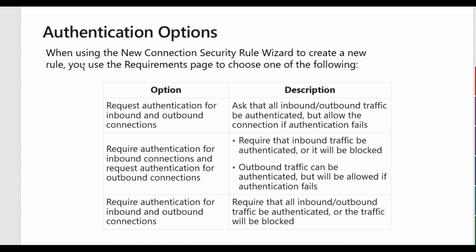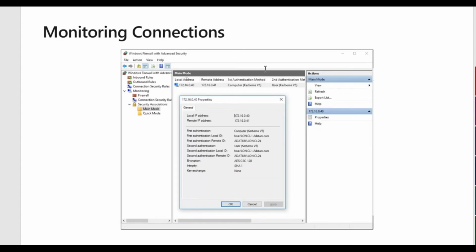How to configure this one? When using the new connection security rule wizard to create a new rule, you can use the requirements page to choose all these authentication options. This is the connection security rules. Under that, we have the security associations.